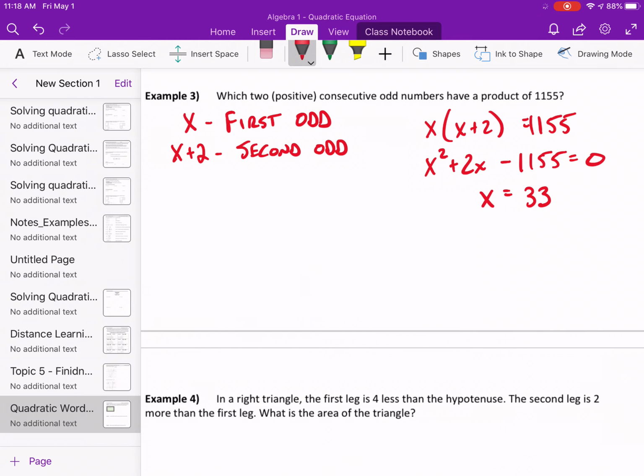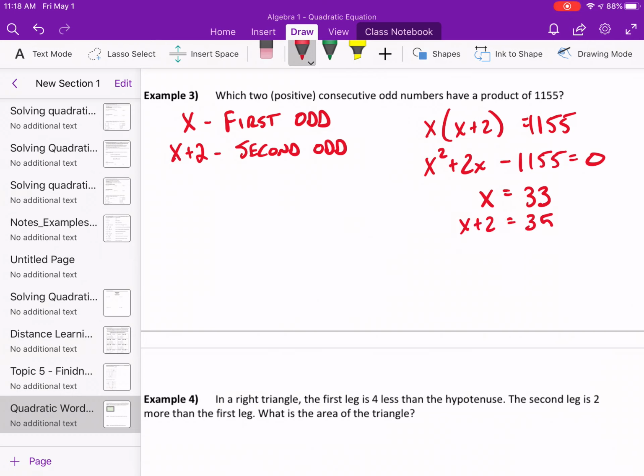X represented the first odd number. Therefore, my second odd number would be 35. The two numbers I'm looking for in this case are 33 and 35.